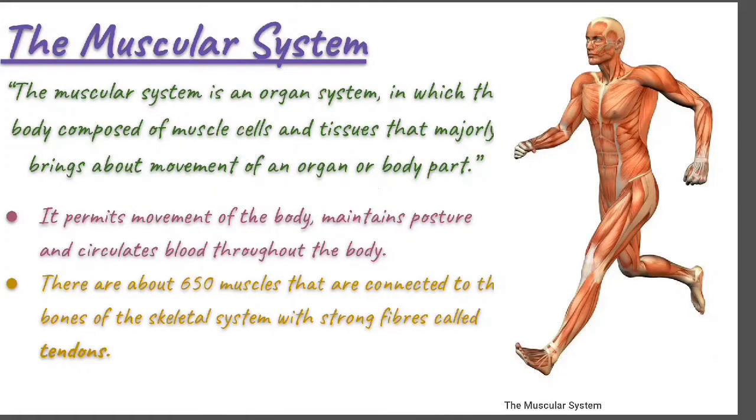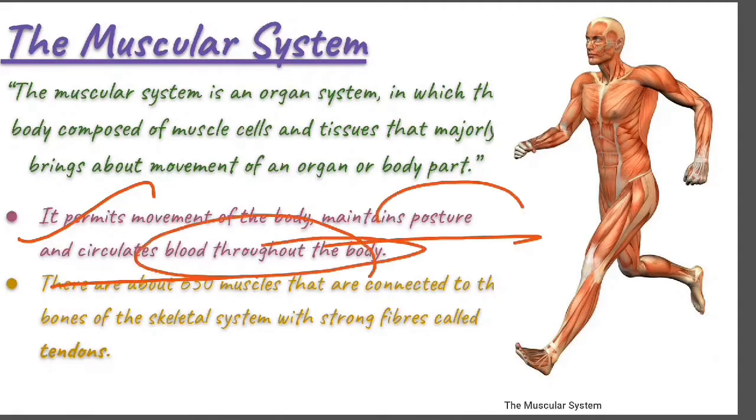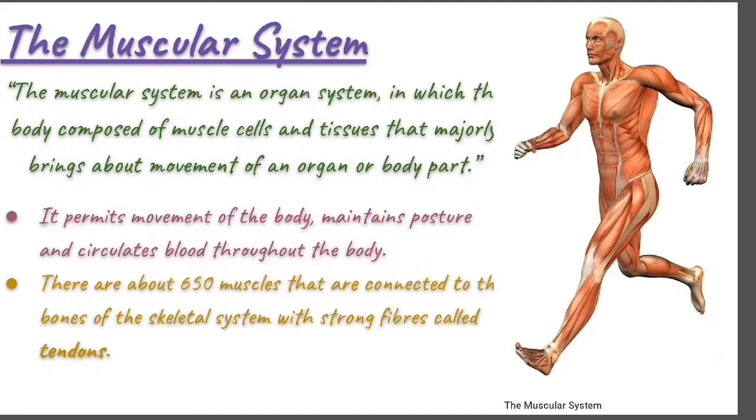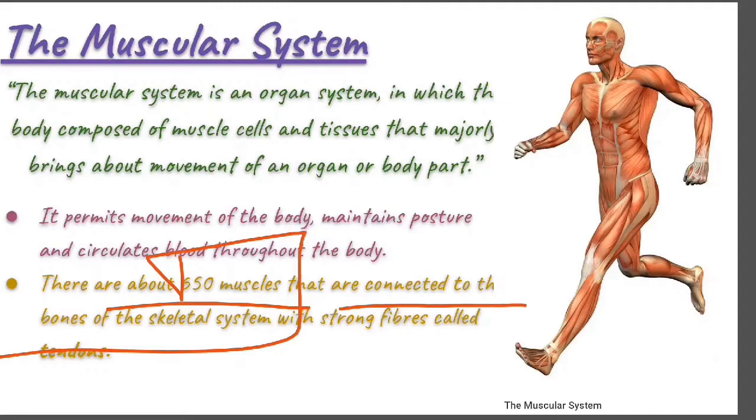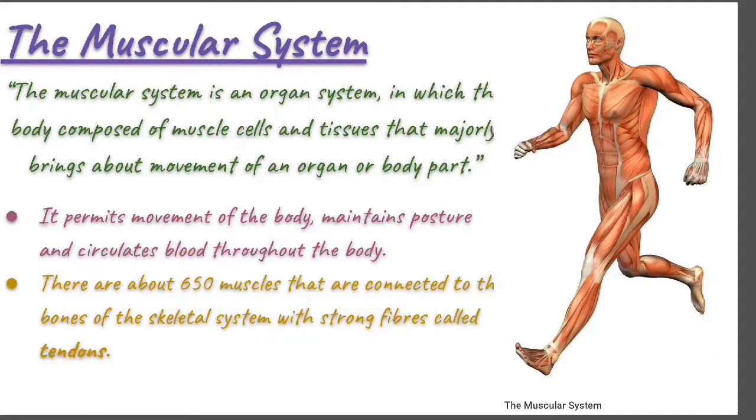It also permits the movement of our body, maintains posture, and circulates the blood throughout the body. Now there are 650 muscles, while we have 206 bones. These 650 muscles in our body connect to the bones of the skeleton system with strong fibers called tendons.